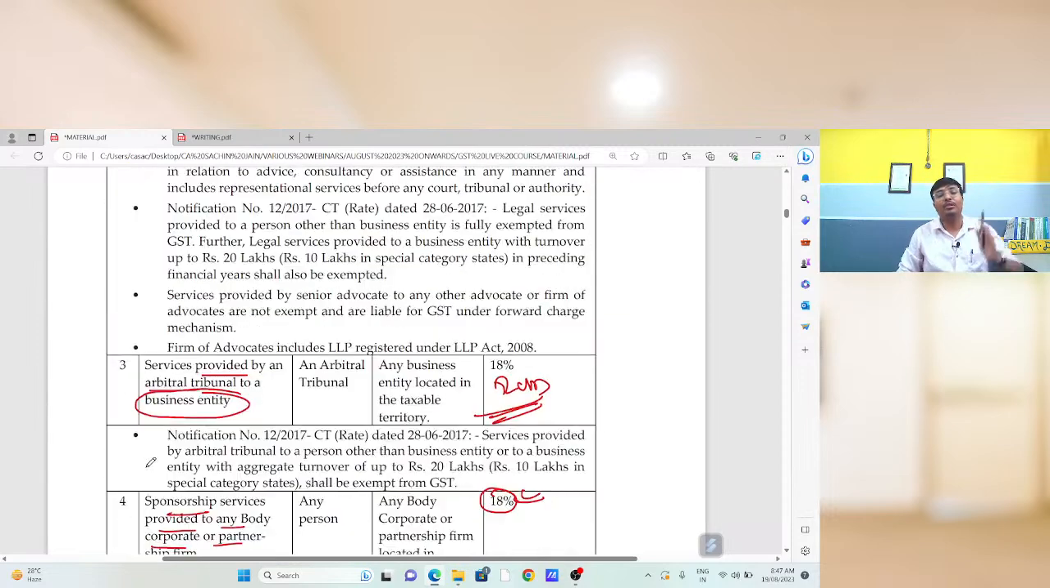Also we had discussed a certain list of services: your advocacy services, your GTA services, business correspondent services, related to DSA services, related to insurance agent, related to music composer, related to author. All these services are also covered under the reverse charge mechanism, and import is also covered under reverse charge mechanism. In case of import, the importer is liable to make the payment of taxes.